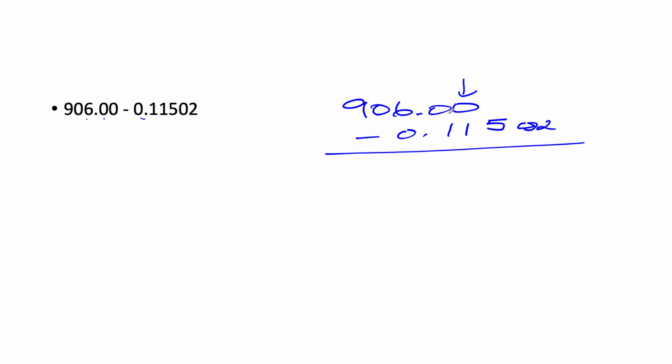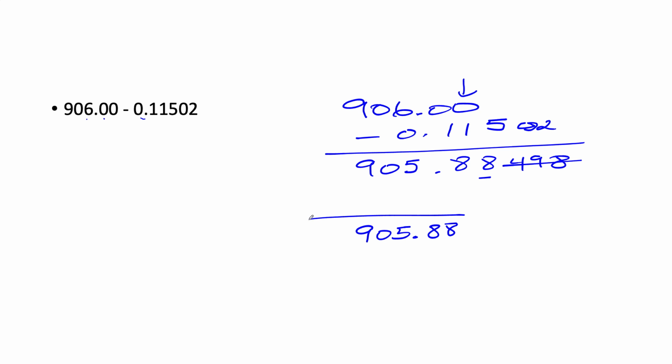And sometimes, folks, you can use your handy dandy calculator. It will give you a lot more digits than you want, but it will help you get the right answer. So my answer is 905.88498. All right, here's my last digit. Don't need these. This is a 4, so I'll keep the 8. So my answer is 905.88, and that's my final answer. I have 5 significant figures.